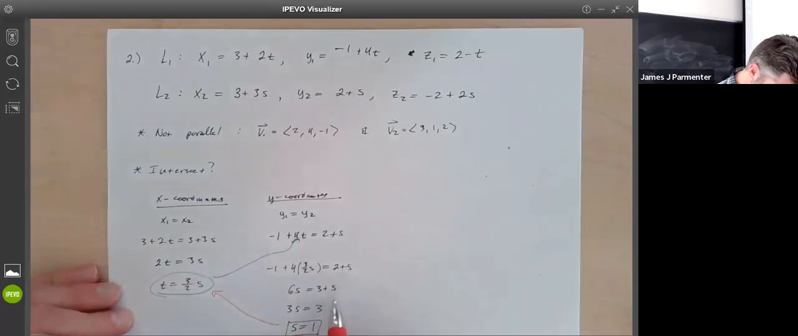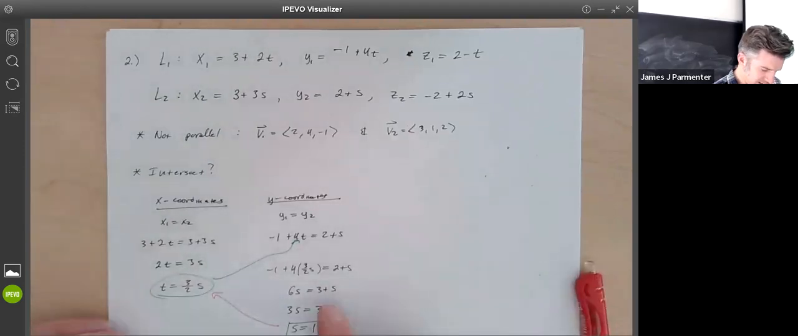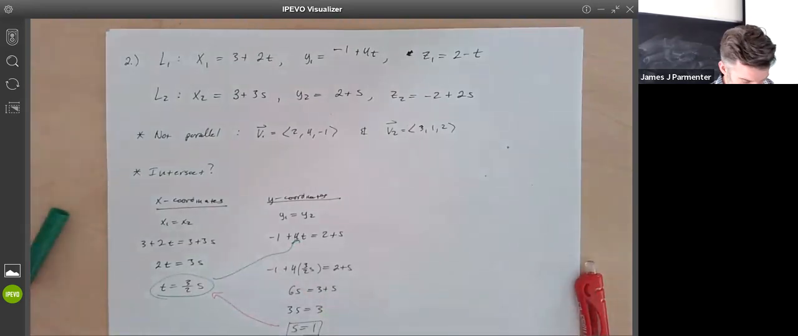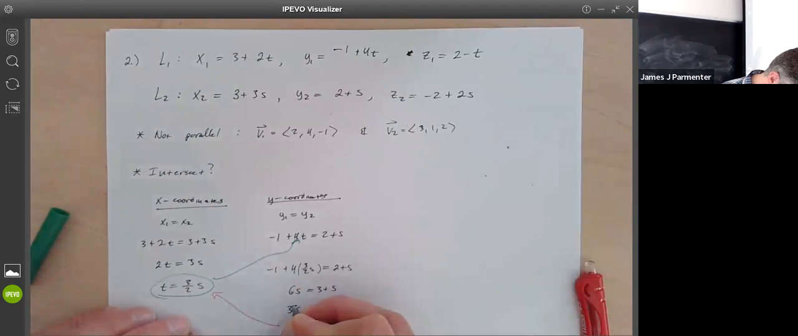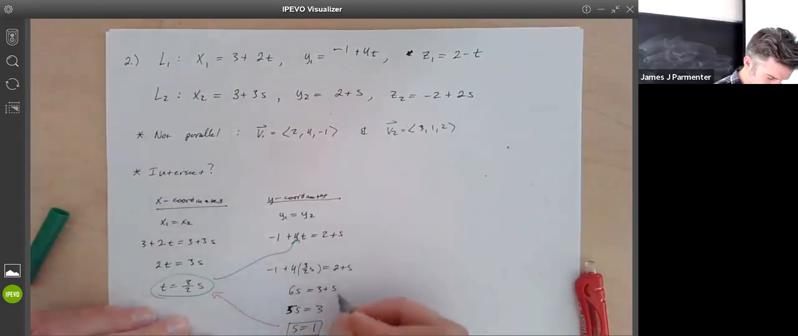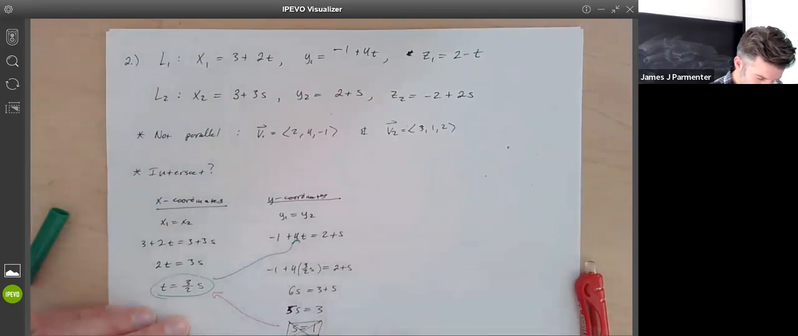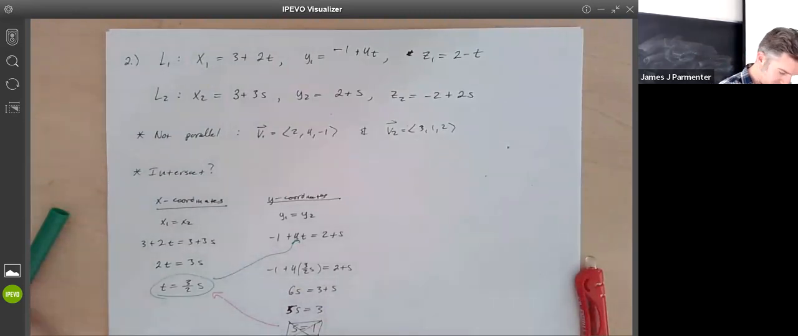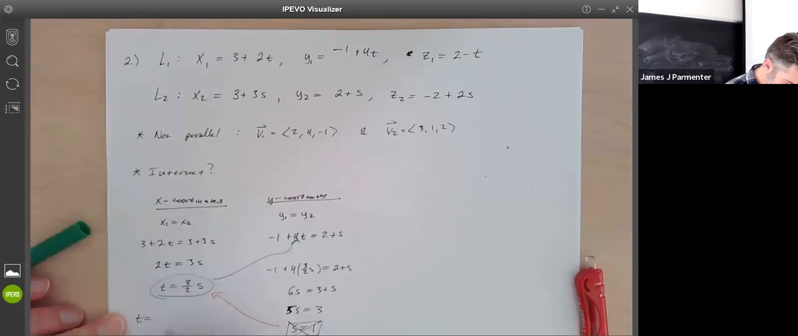Let me double check something here. Oh yeah, wow. Sorry, I subtracted 3 when it should have been subtracting s. That's not a 3s, that's a 5s. Also, sometimes my 5s and 3s look the same. Sorry about that. That should be a 5s, because 6s minus s is 5s. So not s equals 1, s equals 3/5. And if we plug that back in, we should get t equal to 3 halves times 3/5, which is 9/10.